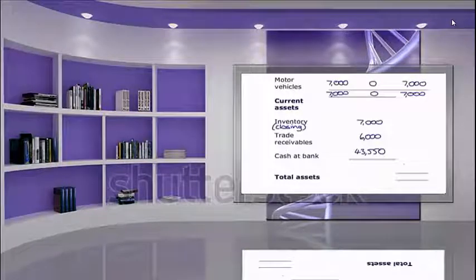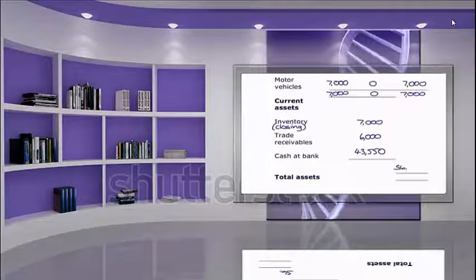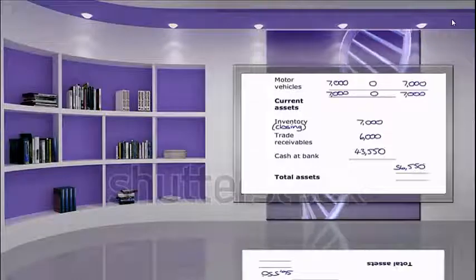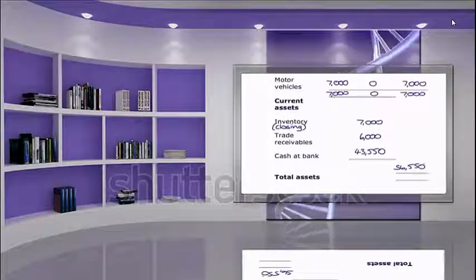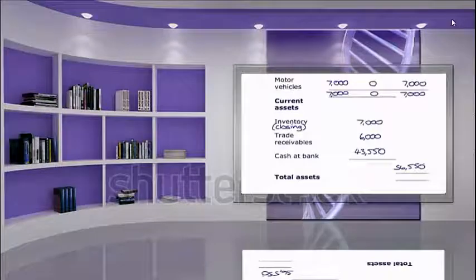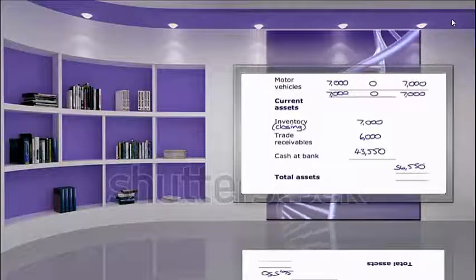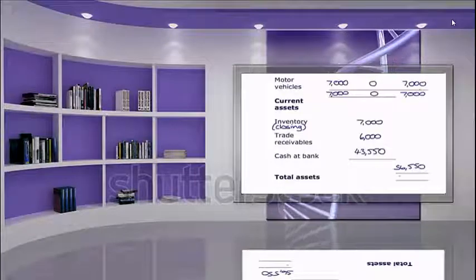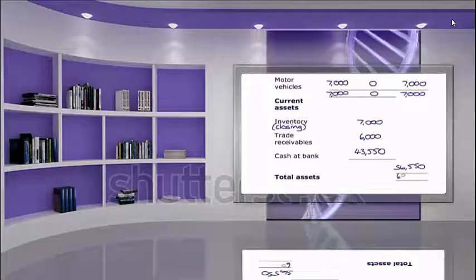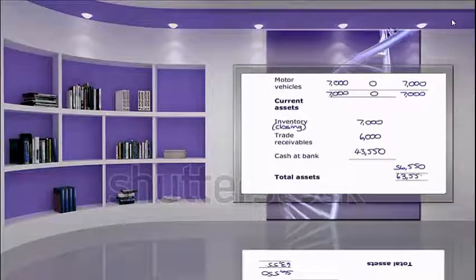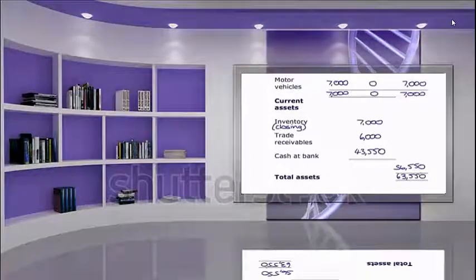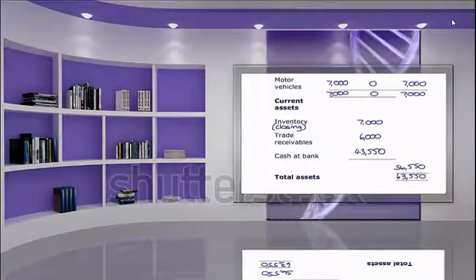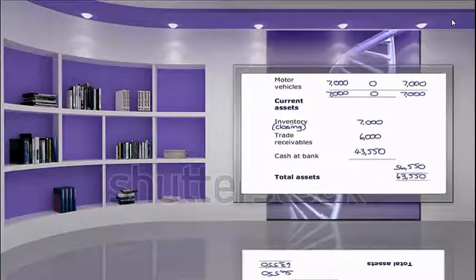So, totting all that up then, $56,550 would be your total current assets. So we have our total current assets. We're going to add that to the total of our non-current assets, and that should give us $63,550 total assets. And that is the top part of your statement of financial position done.